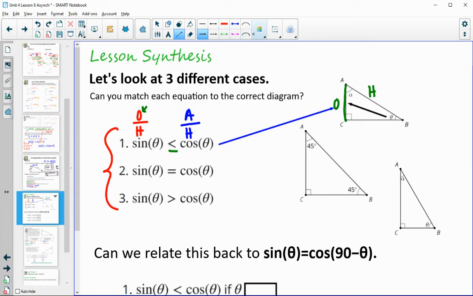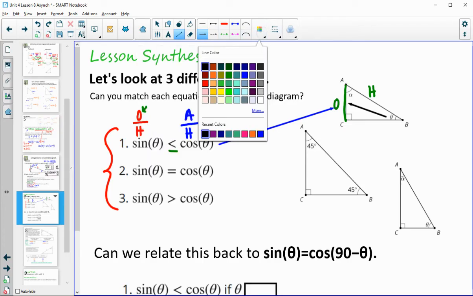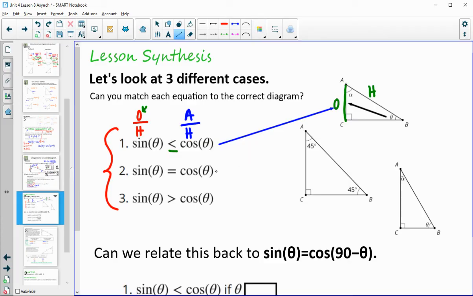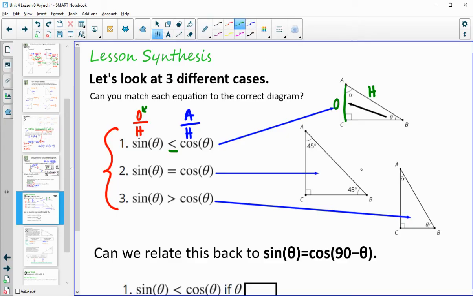Then the next one, when would they be equal? They'd be equal when the two sides, the legs, are the same, so that the opposite is the same as the adjacent. So that's going to be in this one. Number 3 would be, we want the opposite to be bigger so that the sine fraction is bigger. Here we see that the opposite side of theta is bigger than the adjacent, so the sine is going to be bigger here.